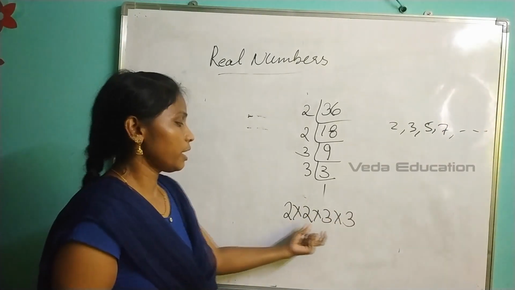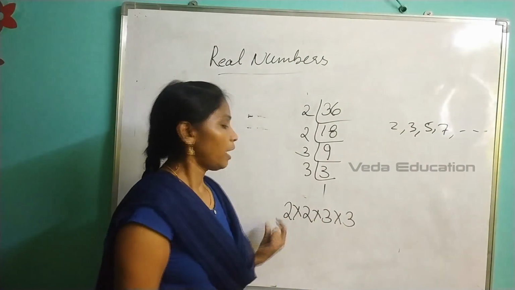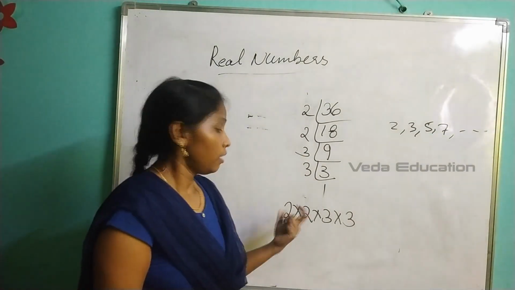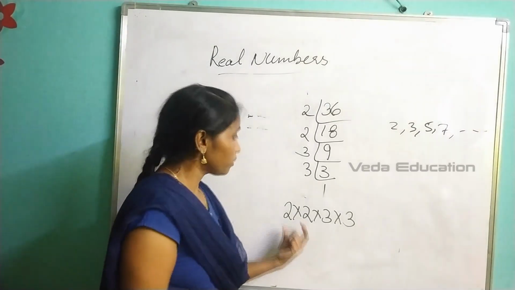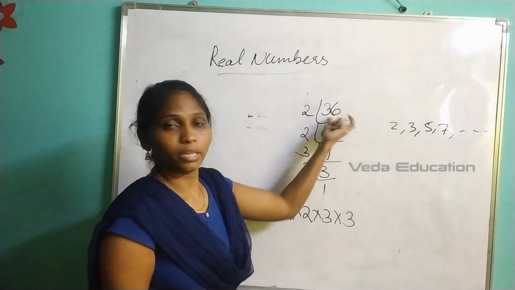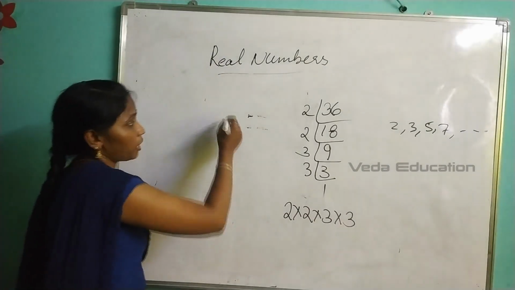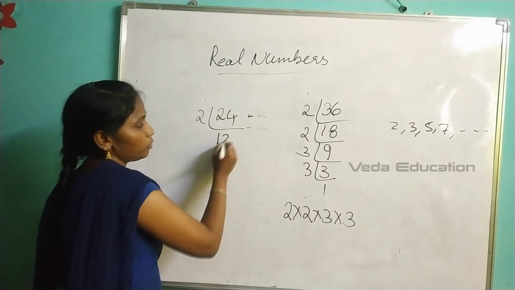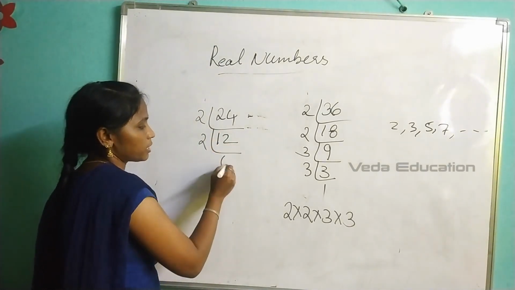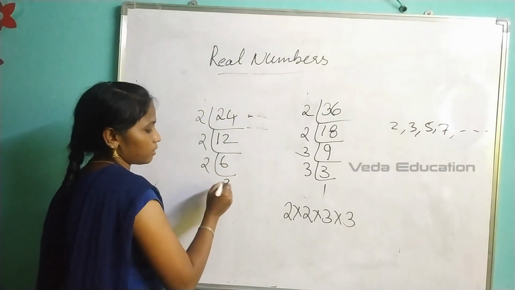Okay. 2 2s are 4, 3 3s are 9 and 4 9s are 36. Now we got a prime factorization and these numbers are all in product form. So after multiplying you will get a composite number. Check out another number, 24. Again, 2 12s are 24, 2 6s are 12, 2 3s are 6.